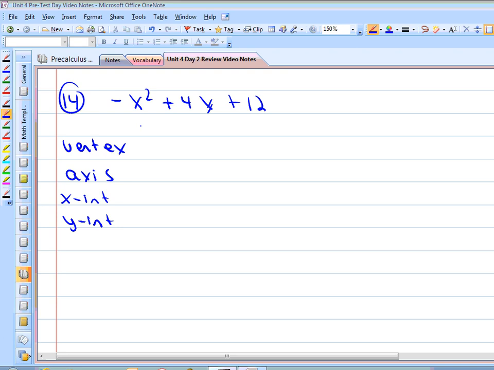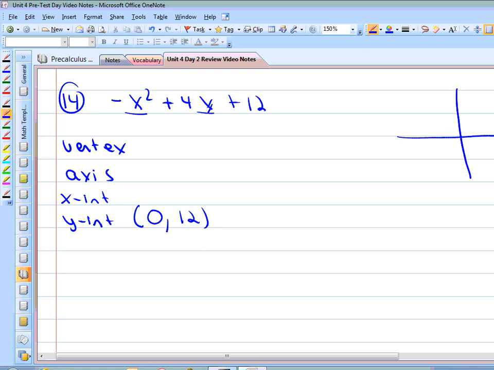Before I do that, though, I'm going to do the y-intercept because that's the easy one when it's in this form. A 0 here and a 0 here make it all go away, and we're left with 12. So we know our y-intercept is at 12. I'm just going to use a little sketch over here to keep me on track. So my y-intercept's at 0, 12. All right, let's complete the square to find the vertex.